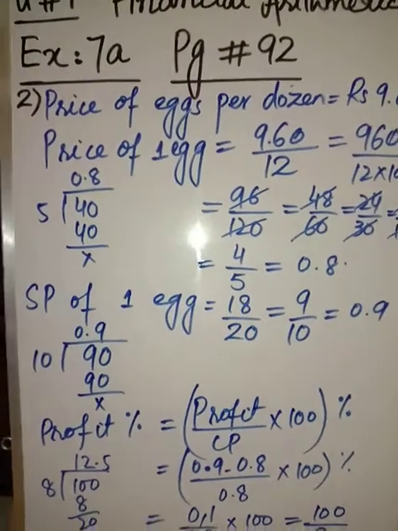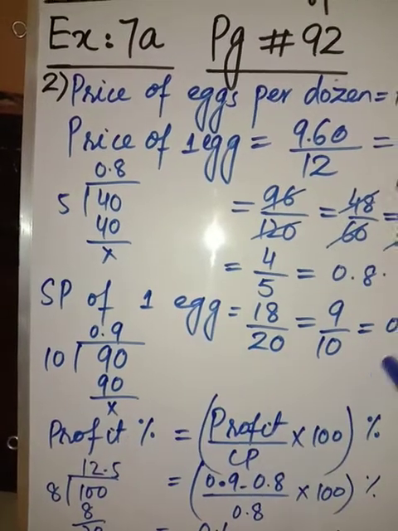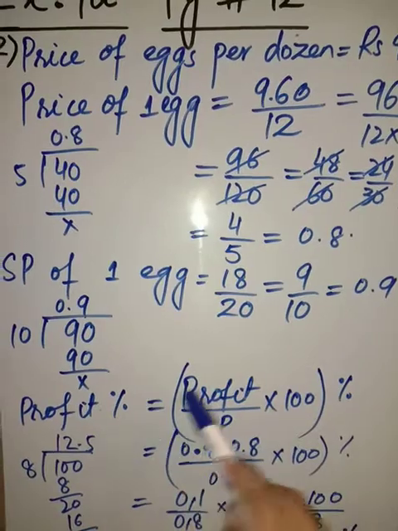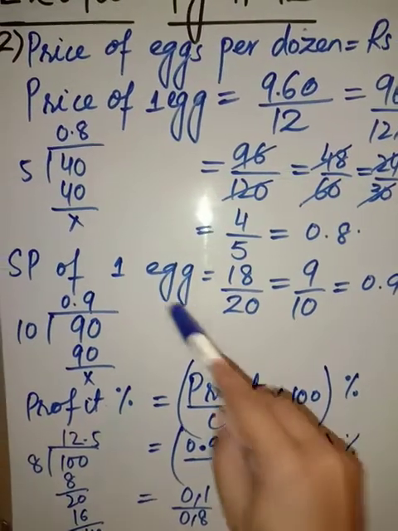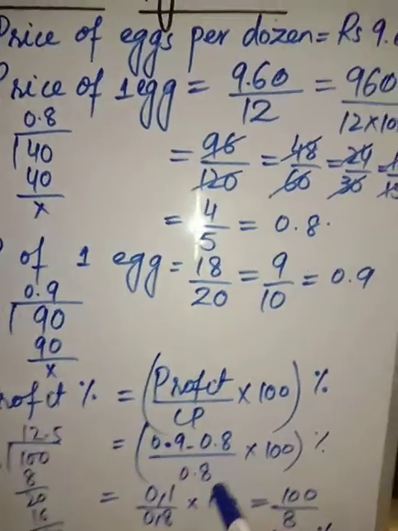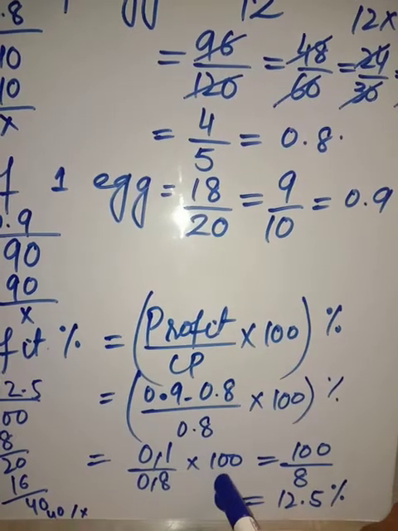So what is the profit percent then? Profit is selling price minus cost price. You will get 0.1. Let's have a look. You can also find it as profit percent is equal to profit divided by cost price multiplied by 100. Profit is equal to selling price 0.9 minus cost price 0.8. So you have 0.1 over 0.8 multiplied by 100.